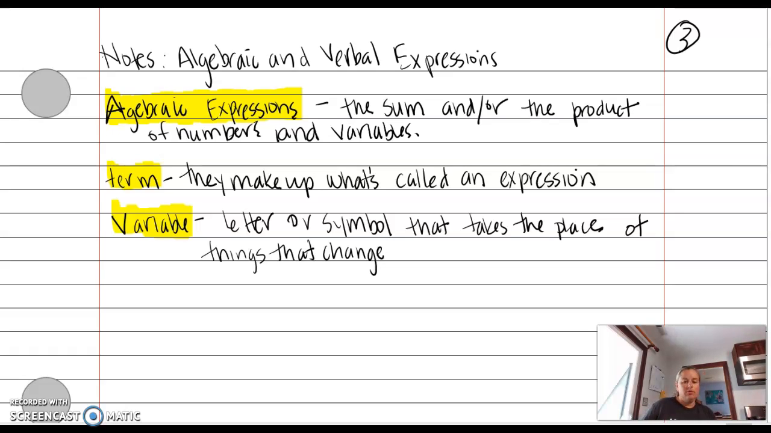Okay, we'll go through some examples now. In your homework, I know you're going to have to do some explaining on what's an expression, how many terms does it have, so on and so forth. So for example, 2x is an expression because it is the product of a number and variable. It's the product of 2 and x, and it's made of one term.